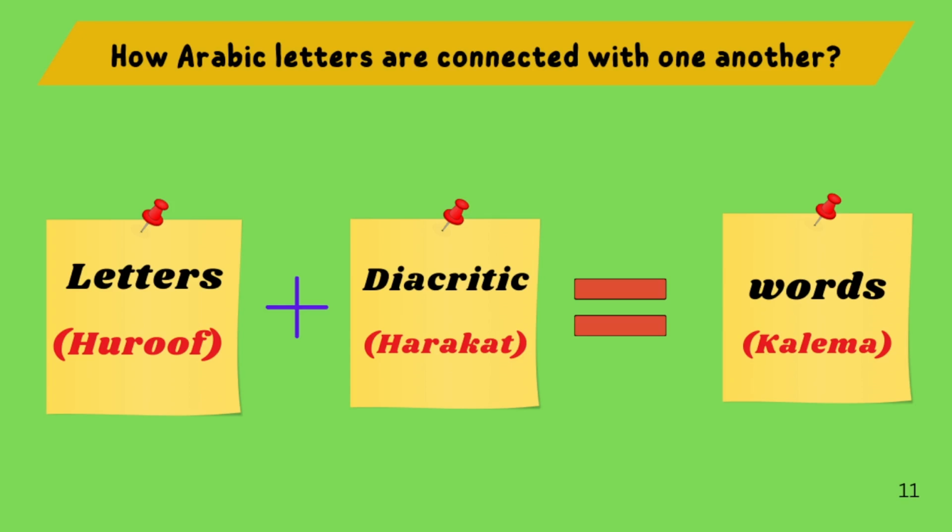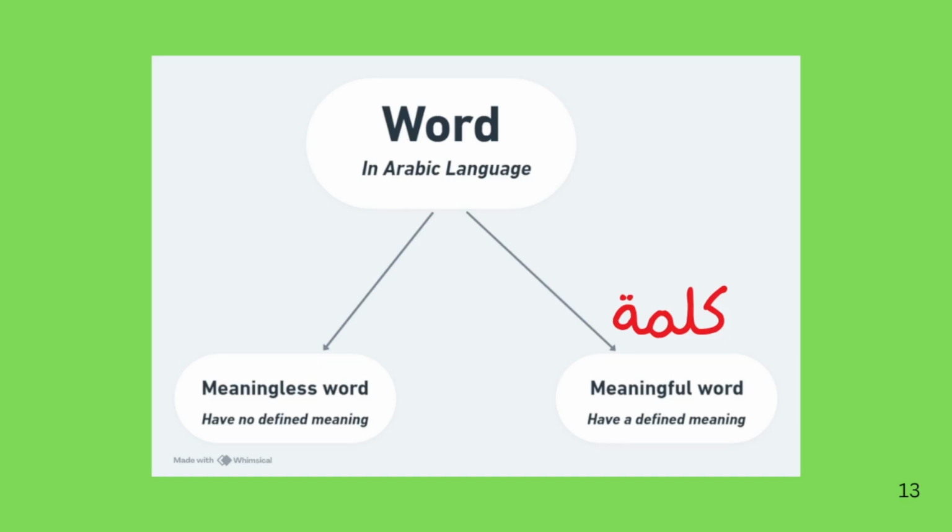Huruf plus harakat is equal to kalima. Words in Arabic are called kalima. Our next topic will be kalima. Words can be of two types, meaningful and meaningless. The meaningful words will be declared as kalima, and that will be our next lecture.